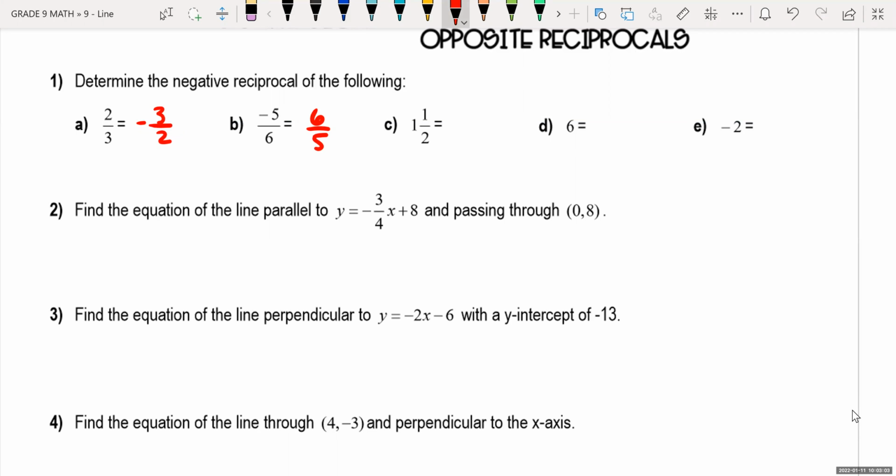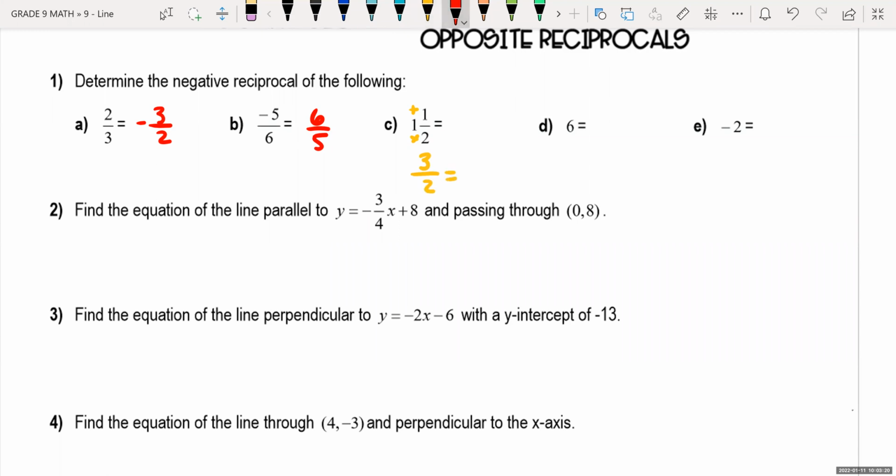Okay, now for the next one, we actually need to change it from a mixed fraction into an improper fraction. So remember how we do that? We multiply these, we add this, and you keep the denominator. So this would basically just be 3 over 2.